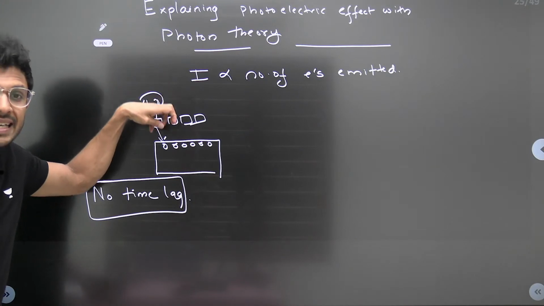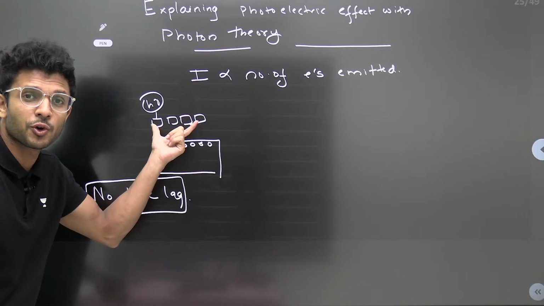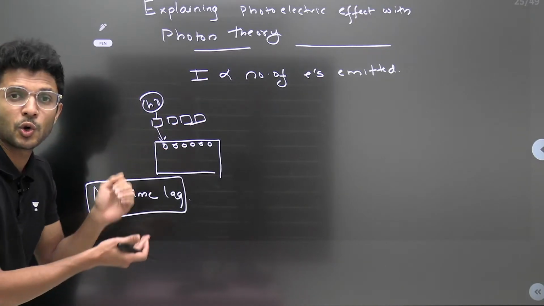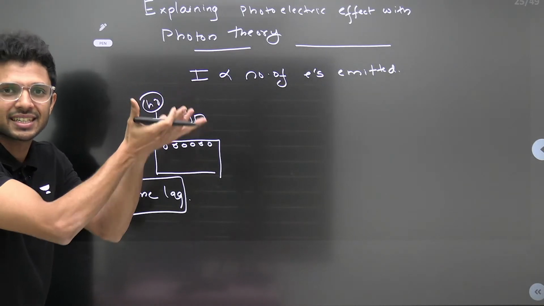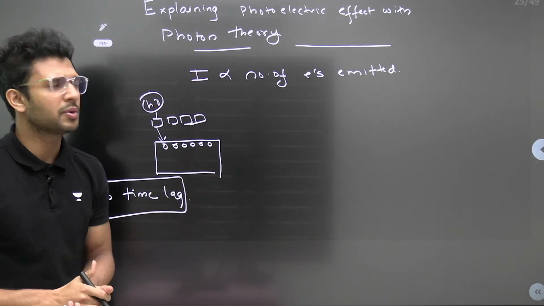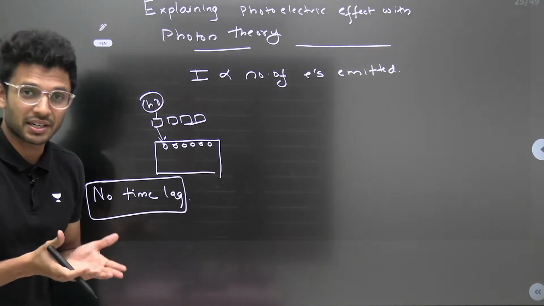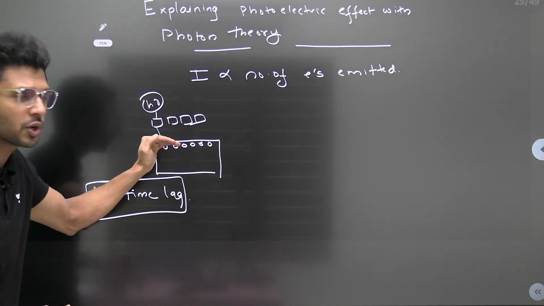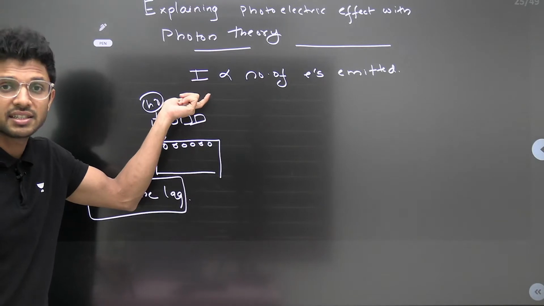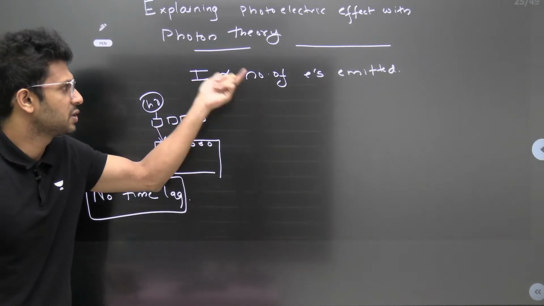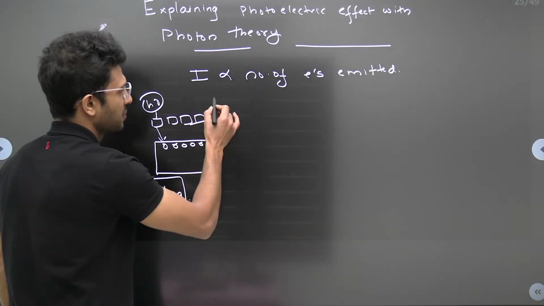देख ले. Intensity is more मतलब more number of photons. More number of photons मतलब more number of collisions with the electron, more electrons are being emitted. So is photon theory able to explain the photoelectric effect? Yes, because more photons, more collisions, more electrons are emitted out. Obviously intensity, thus we prove that intensity is proportional to number of electrons emitted. Okay, simple है ना?